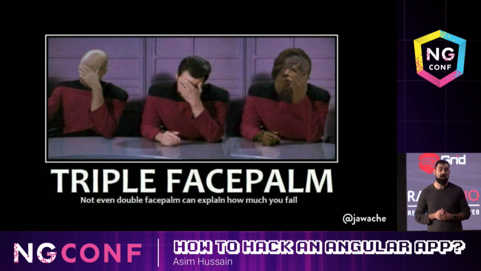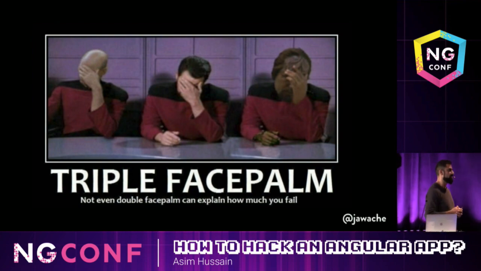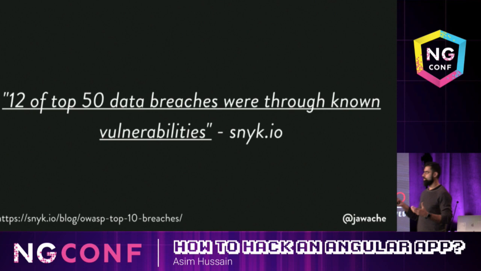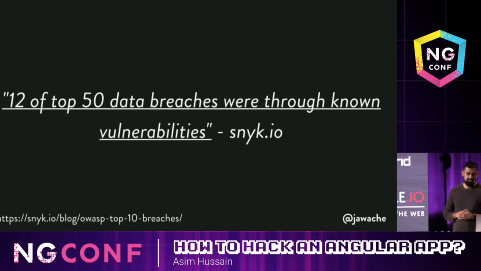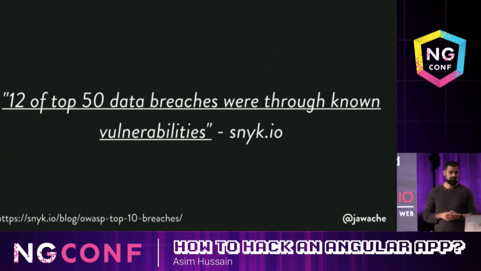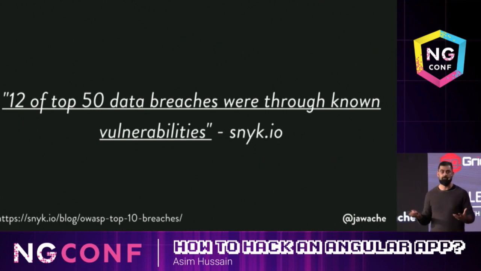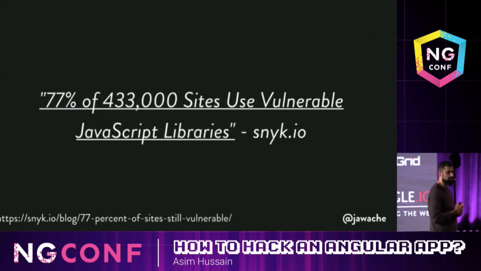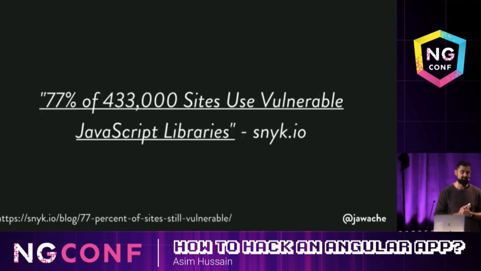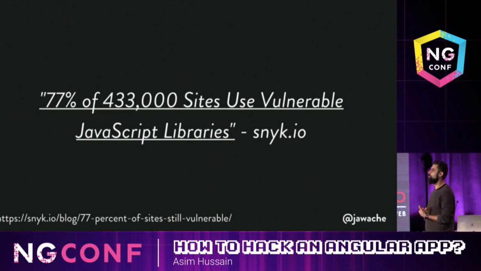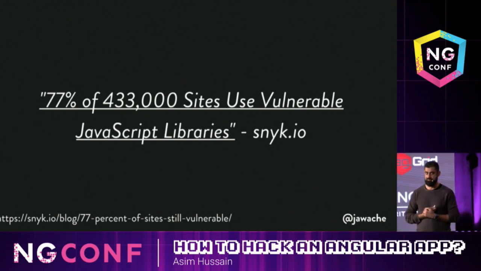Now, there are a couple of laughs in the audience, but this is actually much, much more common than you might think. Snyk is a web security firm, and they do lots of reports. This is one from 2016. Yep. So 12 of the top 50 data breaches were through known vulnerabilities. That's about 25%. Another report from last year said that 77% of sites were using vulnerable JavaScript libraries.